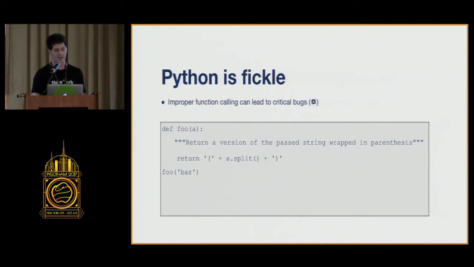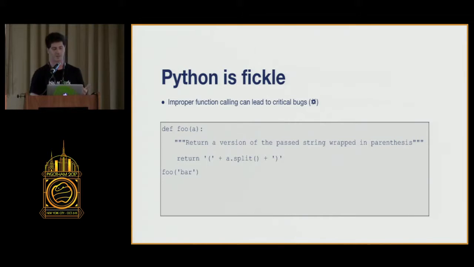So here we have a function foo that takes an argument a, and our PyDoc comment says that foo returns a version of the passed string wrapped in parentheses. And when we look at this code, it looks a little bit weird. We know that the developer probably meant to put a.strip, which would take out any white space and make the parentheses wrapping really nice, but they messed up and put a.split, which in our case we know will actually return a list of strings.